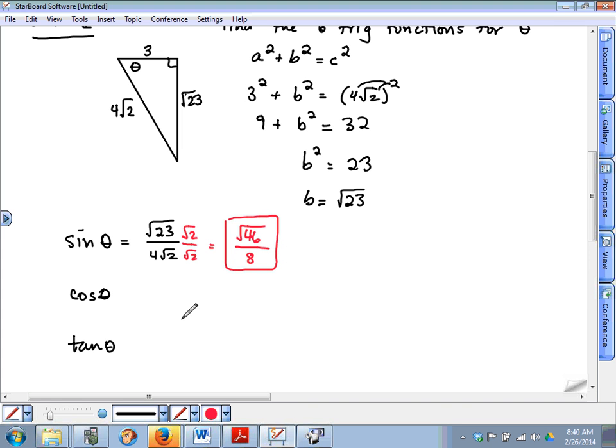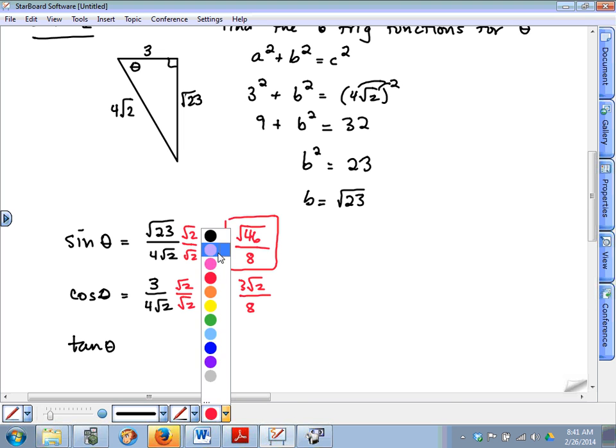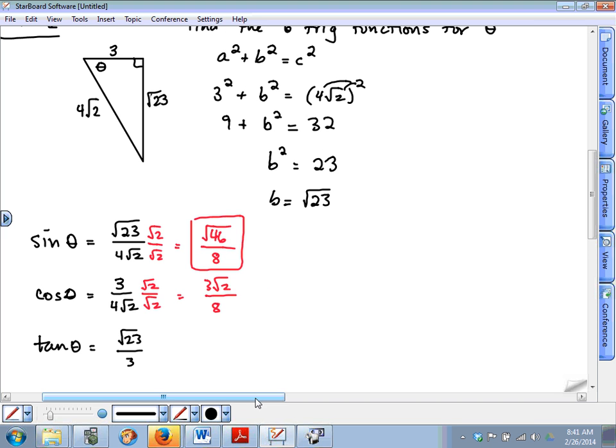What's the cosine? All right. It's 3 over 4 square roots of 2, but then we rationalize the denominator and get 3 square roots of 2 all over 8. And then the tangent is opposite over adjacent, so it's the square root of 23 over 3. So now we can do the cosecant, the secant, and the cotangent.